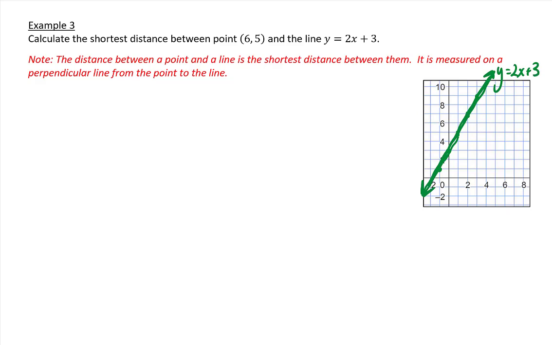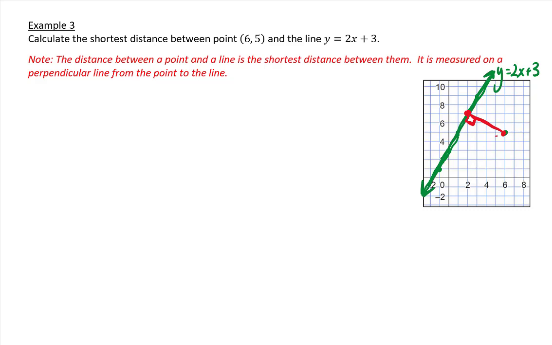Next, we have the point (6, 5). So the point (6, 5), we go over and up, is right here. What it wants to know is, what is the shortest distance between this line and this point? And to find that, we're going to need to find this distance right here. The shortest distance between a line and a point is measured from a perpendicular line from that point to the line. So this red line I've drawn here is perpendicular to the green line. And that would be the shortest distance from the point to that line. And you can see it looks like it hits this point right here. But we're going to verify that.